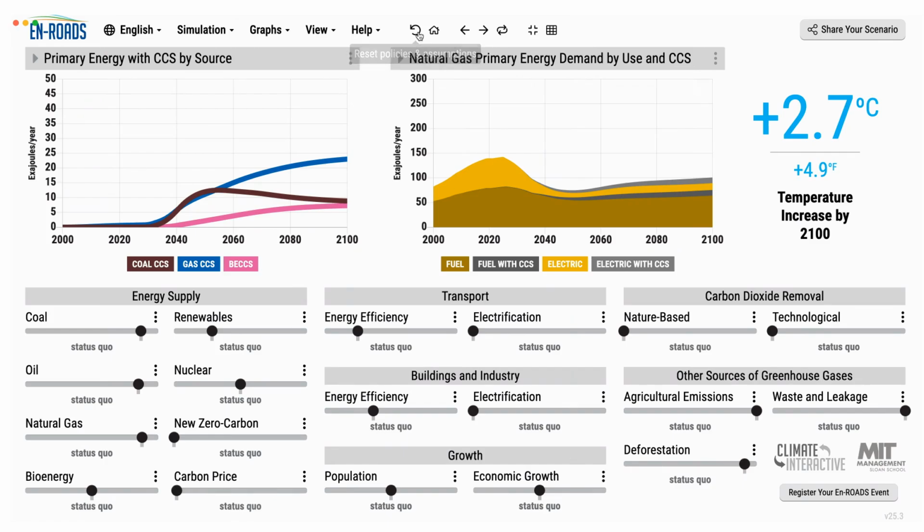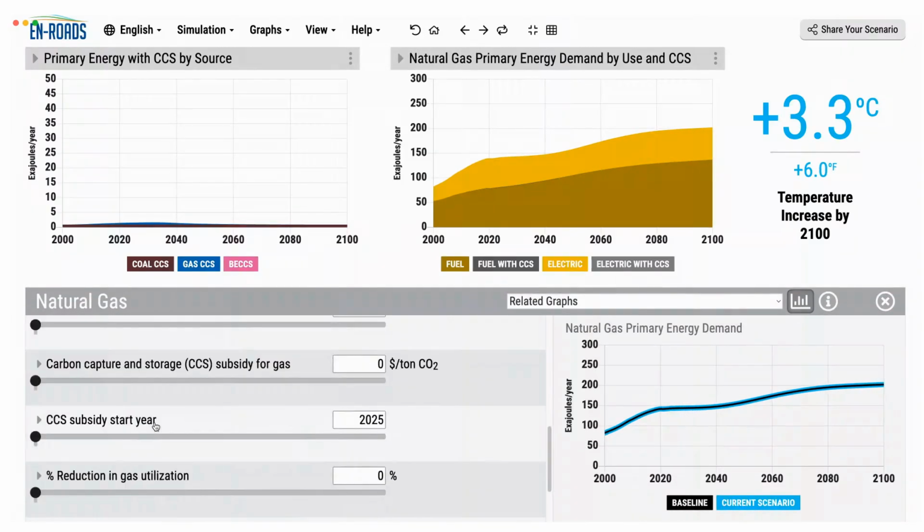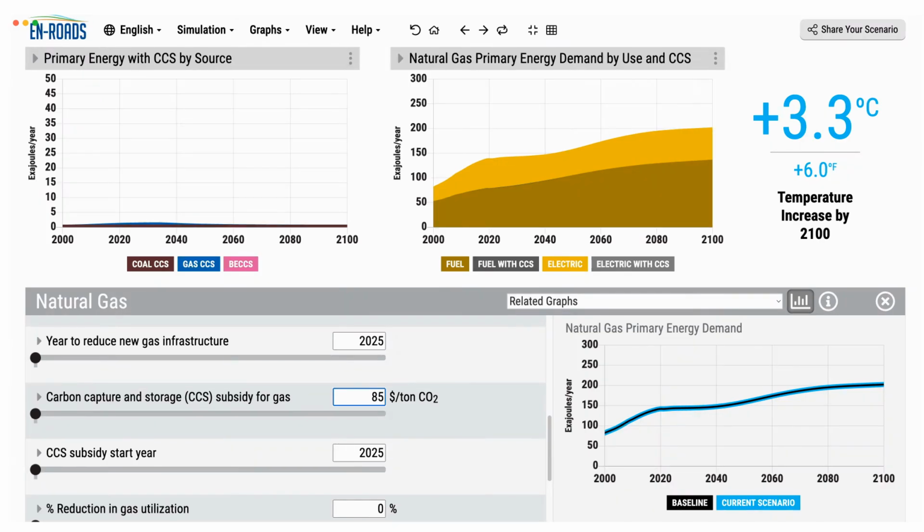I'll undo these changes and go back to incentivize gas through a subsidy. I'm going to choose $85 a ton, which is the level of the Inflation Reduction Act in the United States tax incentive for CCS, which is the 45Q, part of the tax code. $85 a ton. What if it happened all around the world in this global model?